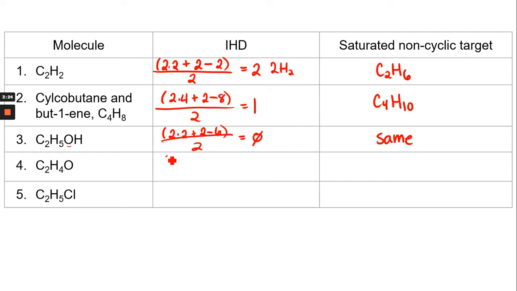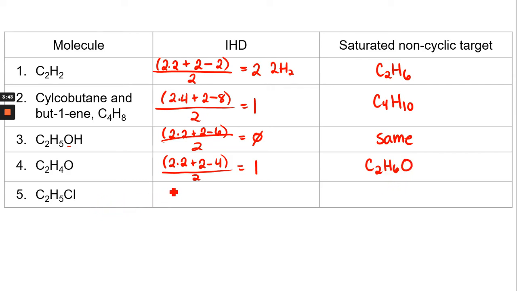Looking at number 4, we have 2 times 2 plus 2 minus 4 divided by 2, and we have 1. So we're adding 1 hydrogen molecule. So C2H6O would be the target.